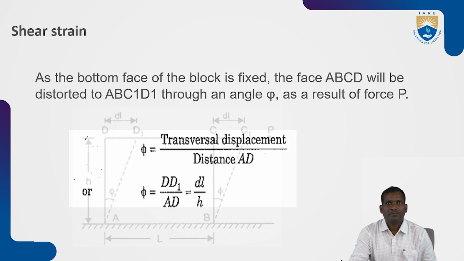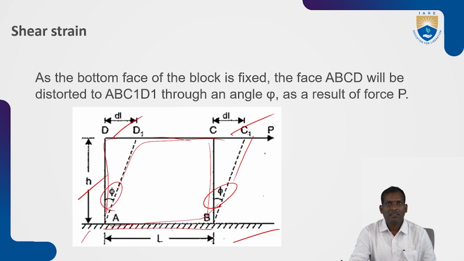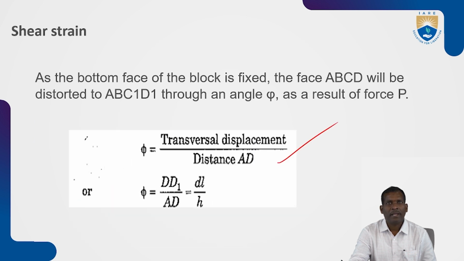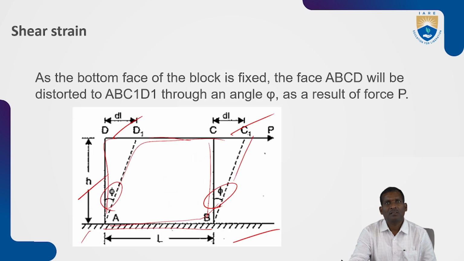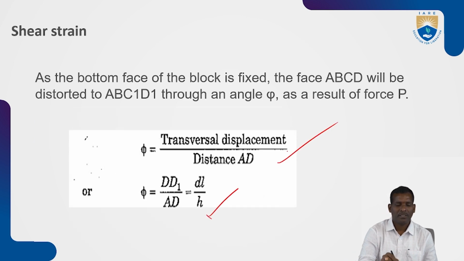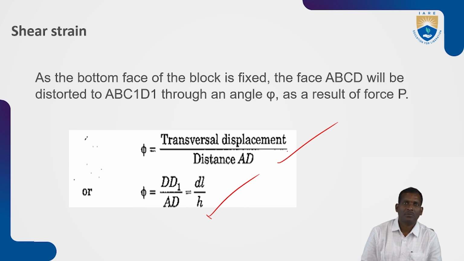DD1, that is DL upon AD. The distance AD is H. So DL by H. Transversal displacement upon distance AD.